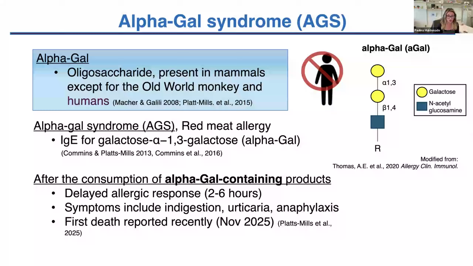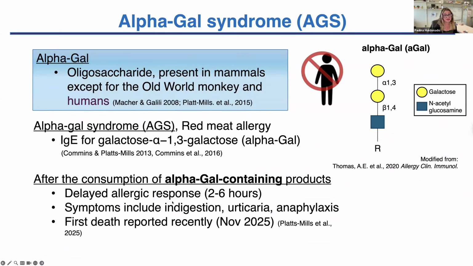Now, alpha-gal syndrome, which was previously known initially as red meat allergy or tick bite allergy, or had different names earlier, is now officially recognized as a syndrome just because of the complexity of symptoms that occur. But it occurs due to the increased production of IgE against this galactose-alpha-1,3-galactose, or we're going to call it alpha-gal from now on.